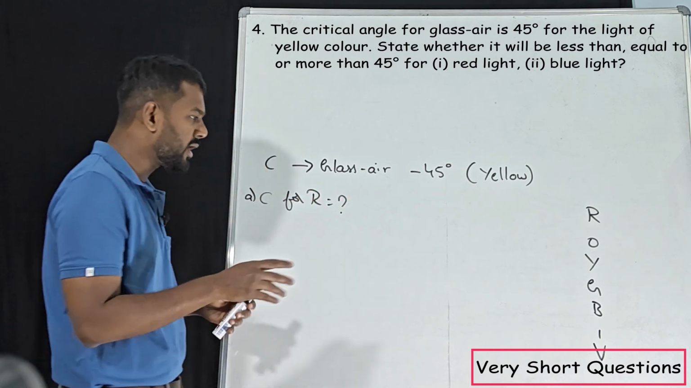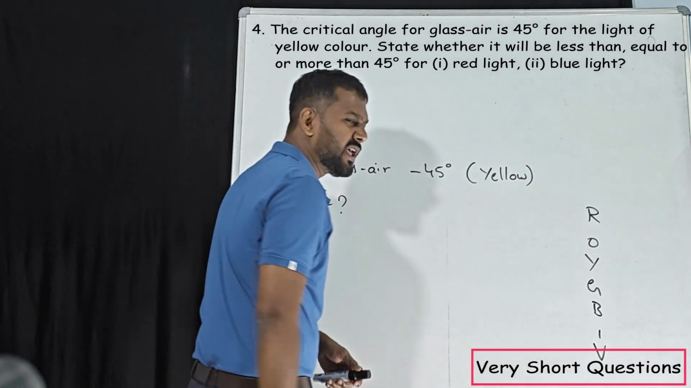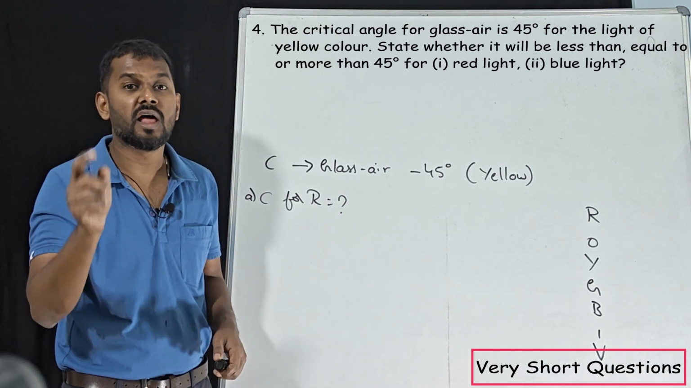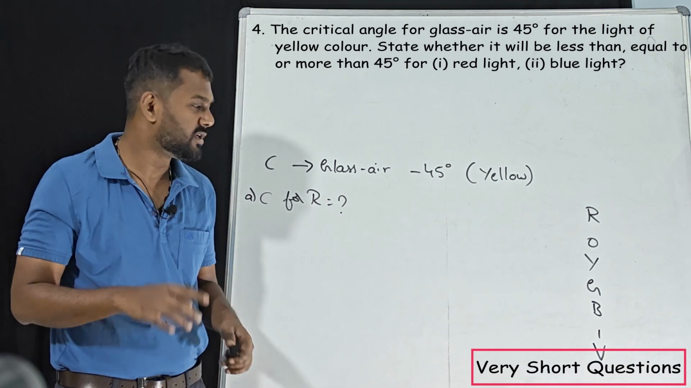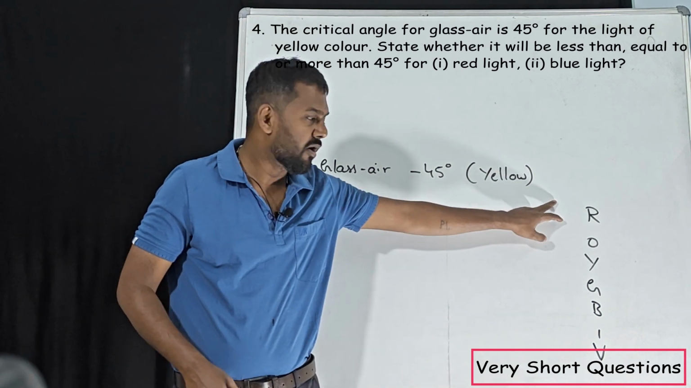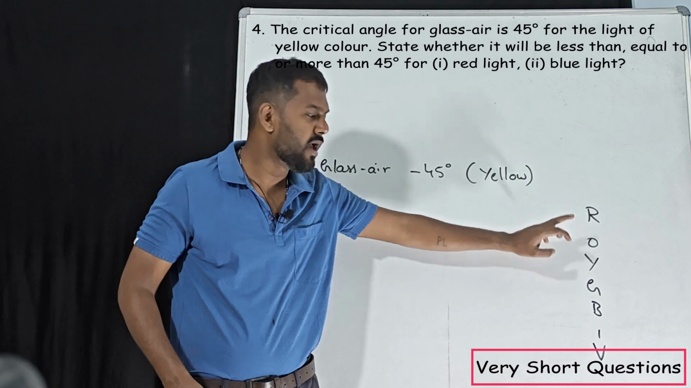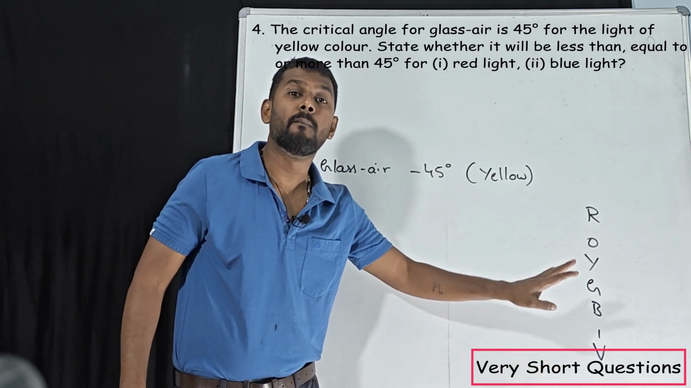So think properly. VIBGYOR: red has the maximum wavelength, violet has the minimum wavelength. Wavelength and critical angle are directly proportional. Keep this in mind. So for red color, wavelength is more, so the critical angle will also be maximum. For violet color, wavelength is less, that's why the critical angle is also minimum.